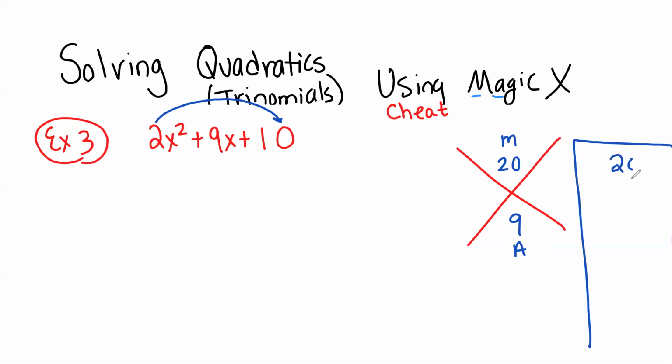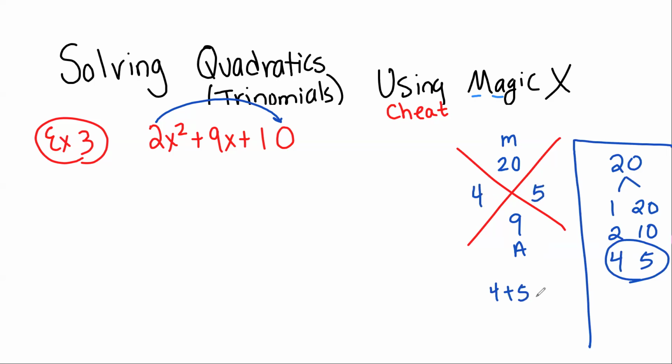So thinking what could give us 20? Well, 1 times 20, 2 times 10, and 4 times 5. And that one will give us 9. So 4, 5. 4 plus 5 is 9. 4 times 5 is 20. We don't need any negatives. There's our magic. We build our factors.